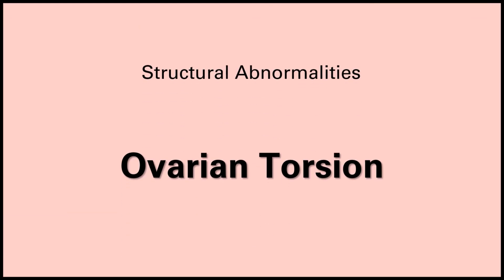Another structural abnormality is ovarian torsion, which is the rotation of the ovary at its pedicle to such a degree that the blood flow is obstructed. Ovarian cysts greater than 5 centimeters are the biggest risk factor for this condition. Patients present with sudden onset sharp pain that is unilateral in the lower abdomen, often accompanied by nausea and vomiting. Diagnosis is made by ultrasound with Doppler, which typically shows obstructed Doppler flow. And treatment is laparoscopic surgery to untwist the ovary and restore the perfusion.